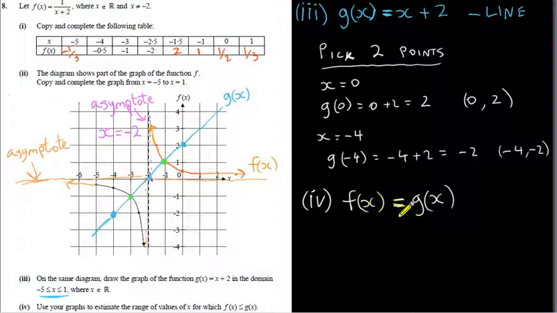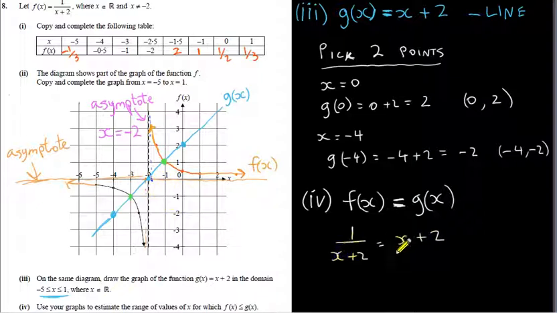How would we solve this without the graph? Well, we just write the two functions equal to each other. So we write f of x, which is 1 over x plus 2, equal to x plus 2. And we solve this equation here. Try to find the values of x that make both of these equal. And we should get minus 3 and minus 1 for our answers.